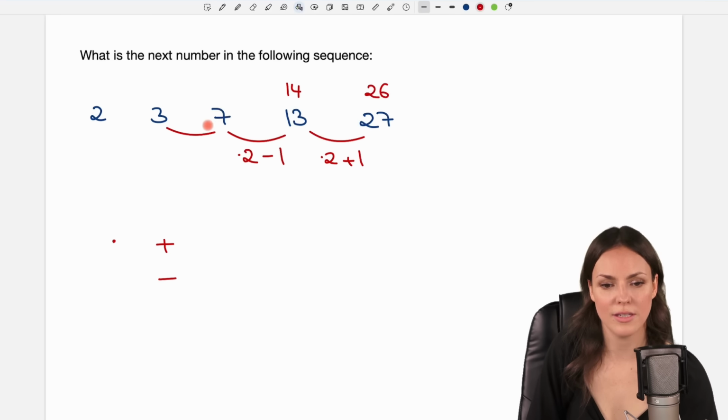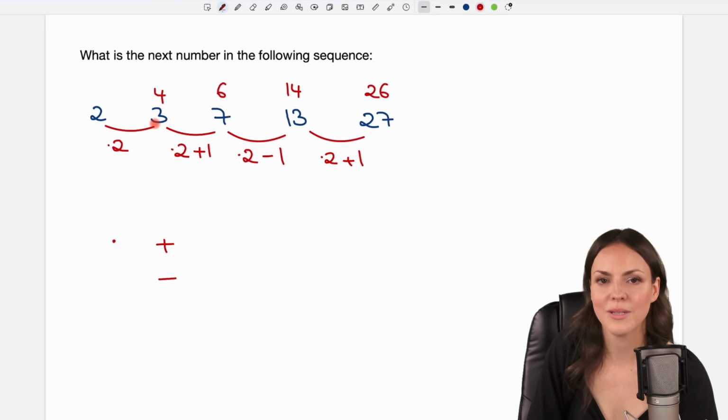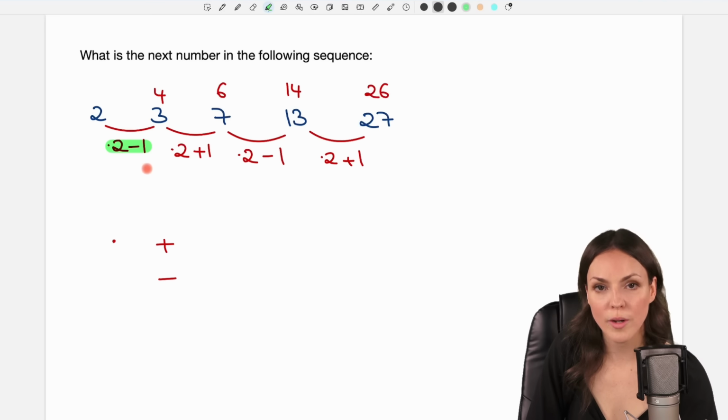What about the others here? Yeah, seems to work. If I multiply by 2, I get to 6, but I want to be at the 7, so I add a 1. And here, the same. If I multiply the 2 by 2, I get to 4, but I want to be at the 3, so I have to subtract 1. I have a pattern. Times 2 minus 1, times 2 plus 1, times 2 minus 1, times 2 plus 1.